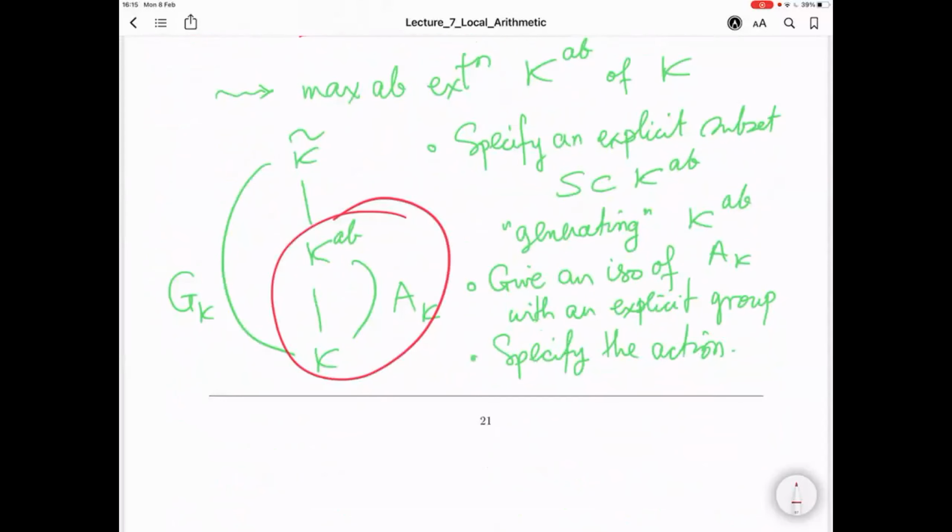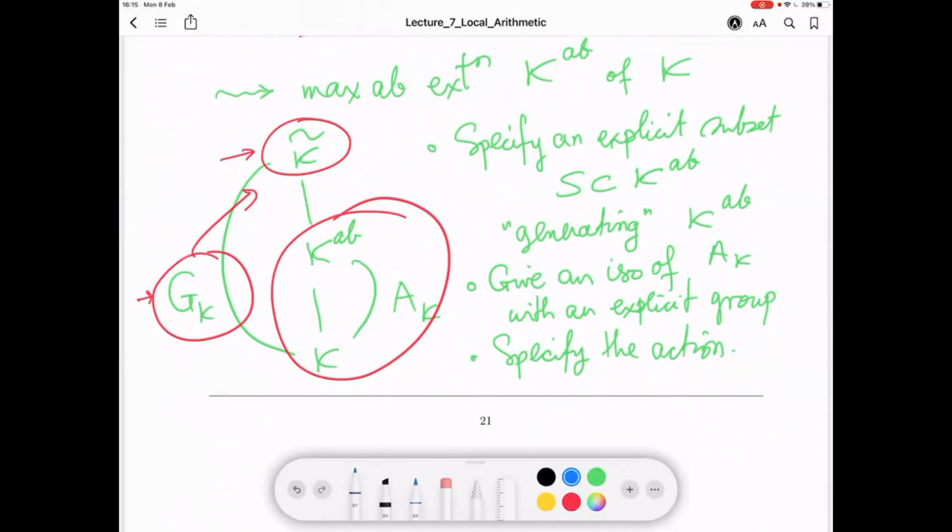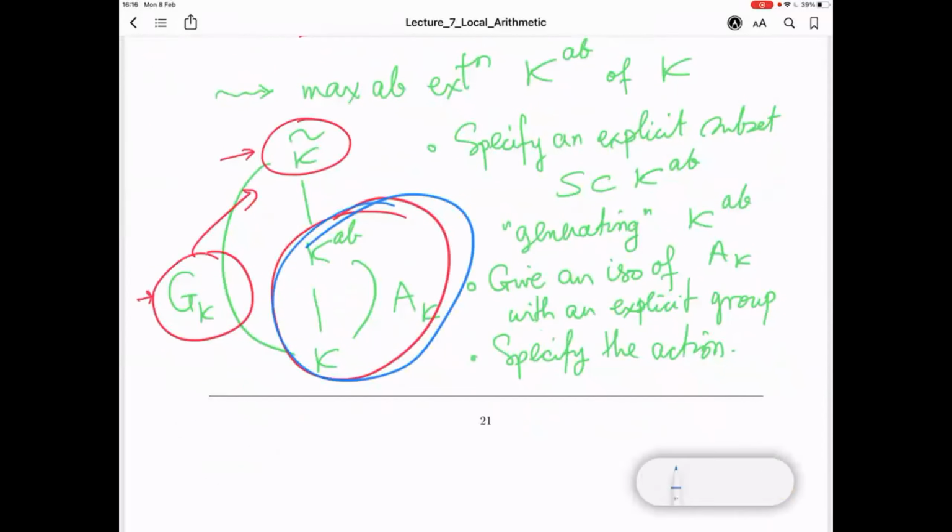So for K tilde and GK, we had these three problems. What is K tilde? What is GK? What is the action of GK on K tilde? These were the three problems. So there are now simpler versions of these three problems. They are here in this circle now. What are they?